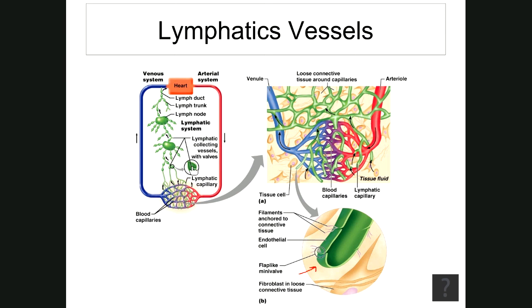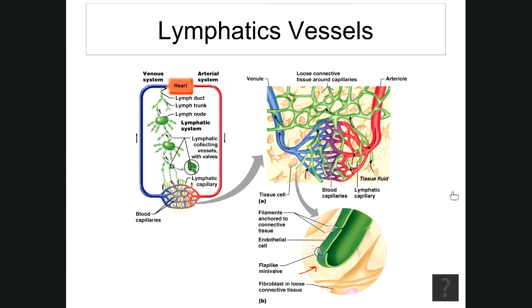They start or originate as blind pockets. Here's the beginning of one right here. Just a blind blunt tip. And you can see elsewhere on this drawing on the upper right, they're just little blunt tips where they start. They are larger in diameter than capillaries. Okay, so they have thinner walls than veins, and they're larger than capillaries.